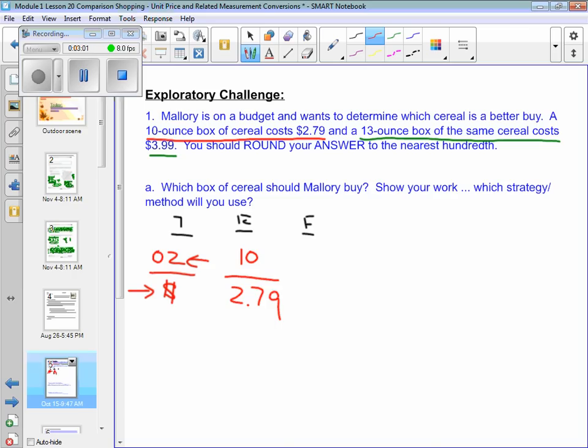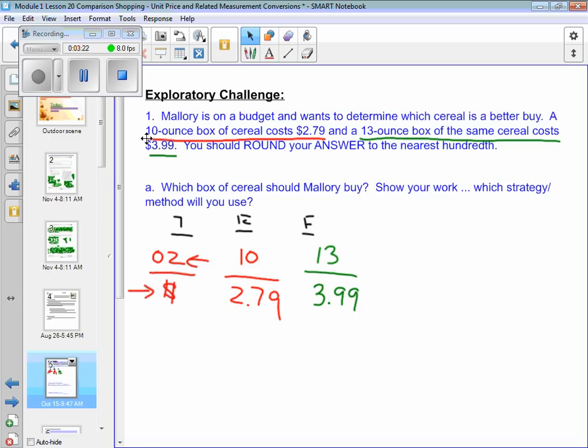I'm now going to make a common mistake that I see students make a lot. You got to try to tell me what's wrong. Take my second ratio, ounces, which is 13, over $3.99. What's wrong?